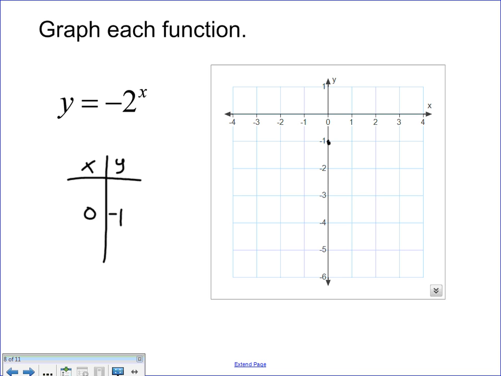And for my x equals 1, normally I would get 2, right? But since it's negative, I'm going to get negative 2. So x equals 1, I get negative 2. X equals 2, I'd normally get 4, now I'm going to get negative 4.